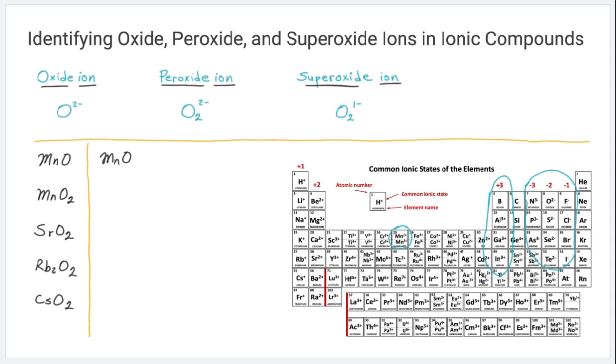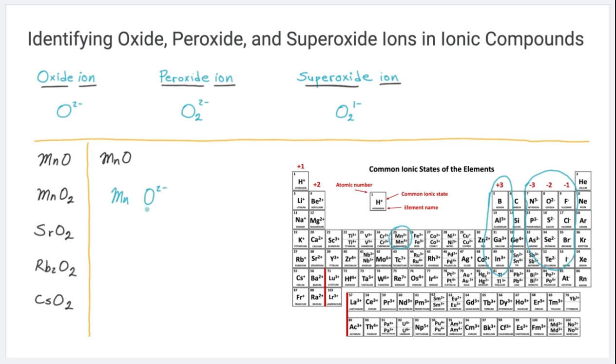So for example, how can we analyze this? We have manganese and we have one oxygen. We know that oxygen is always going to have a charge of -2. This is very predictable. For manganese, we don't know exactly. Is it going to be +2, +4, maybe +7 or +3? That's something we can find out.